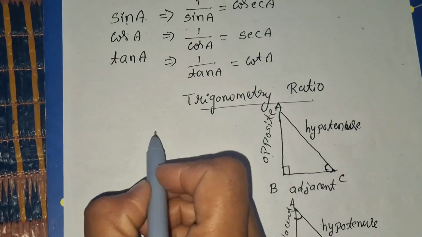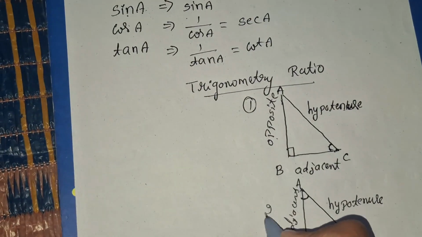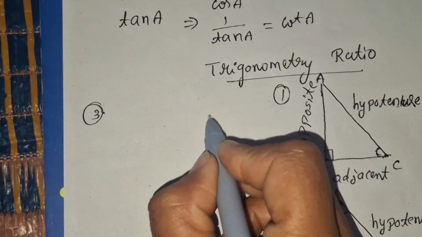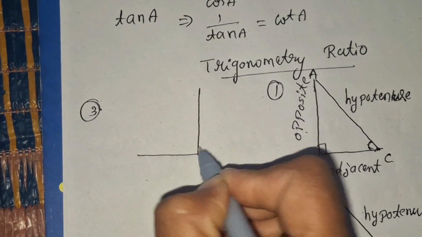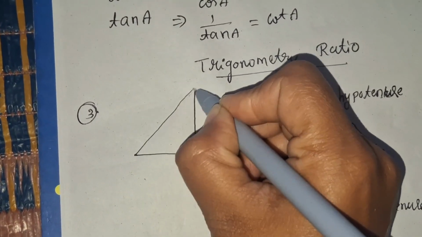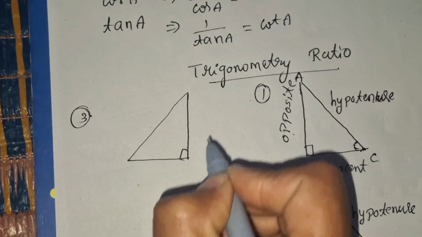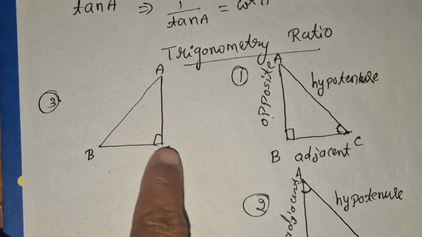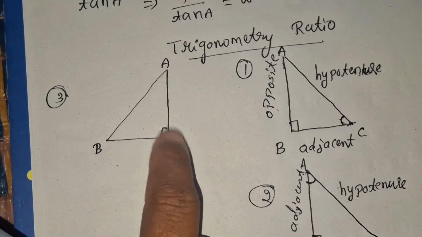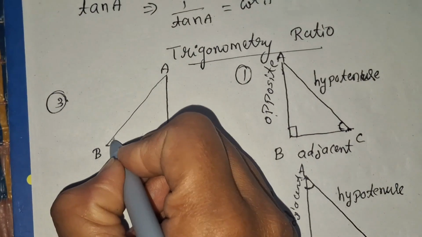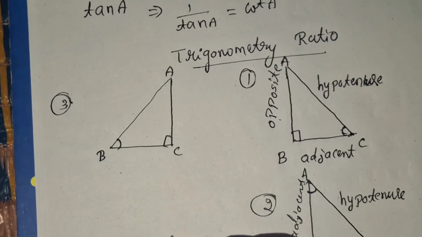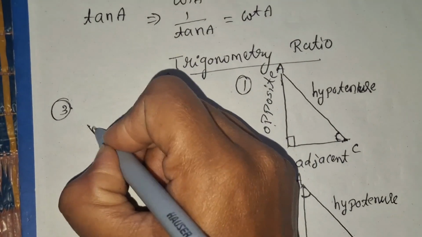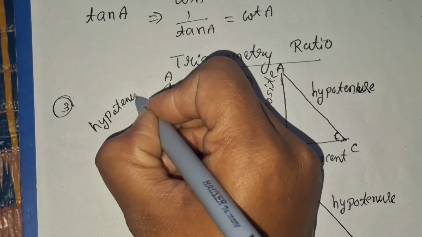So next, suppose this is the first case, second case, third case. Suppose a right angle triangle like this. This is right angle triangle A, B, C. In this case, C is the right angle. B is an acute angle. So label it. The side opposite the right angle is the hypotenuse.